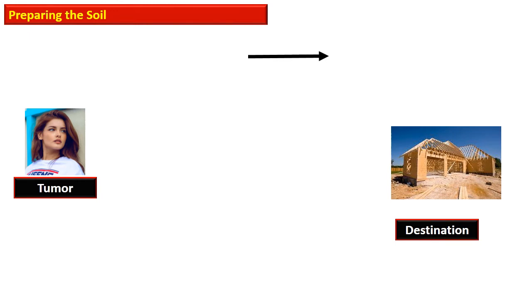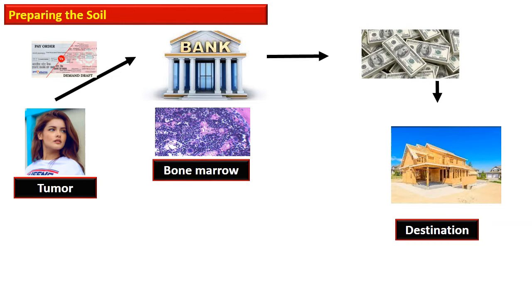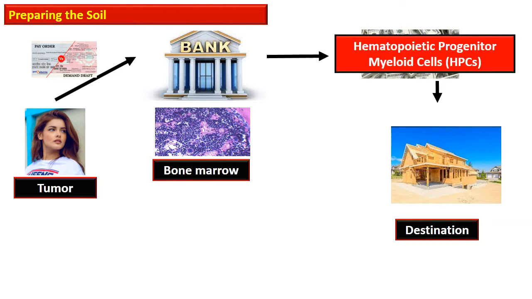So these tumor cells are finding a home, and this home is not livable. So they issue a pay order to the bank, and the bank releases currency for the construction of this home. The bank in this example is the bone marrow, from where the hematopoietic progenitor myeloid cells are secreted, and they reach their destination for the formation of this home, or the pre-metastatic environment or niche.